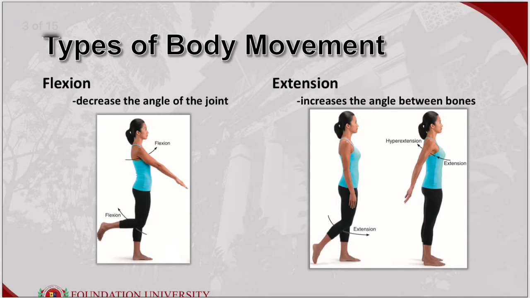The second type is extension, which increases the angle between bones, or straightening, the opposite of flexion. This picture indicates extension, where the woman is straightening her leg. When extension is greater than 180 degrees, it is called hyperextension.